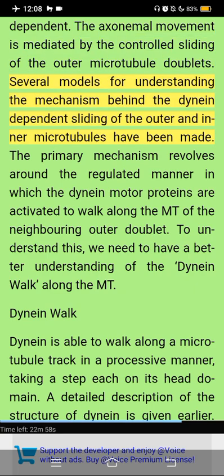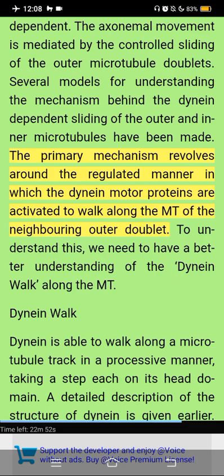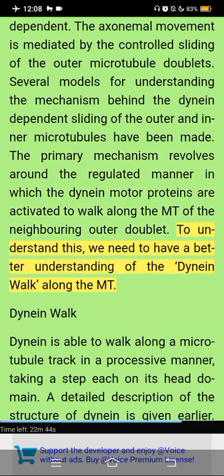Several models for understanding the mechanism behind the dynein-dependent sliding of the outer and inner microtubules have been made. The primary mechanism revolves around the regulated manner in which the dynein motor proteins are activated to walk along the MT of the neighboring outer doublet. To understand this, we need to have a better understanding of the dynein walk along the MT.